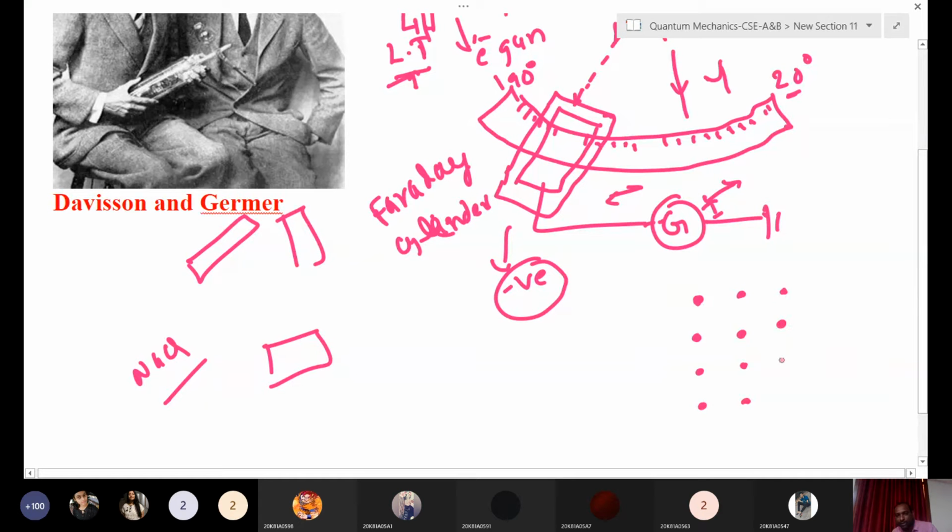Amorphous means atoms are arranged randomly. There is no order, they are arranged in a zigzag, very random way. This is a nickel crystal.